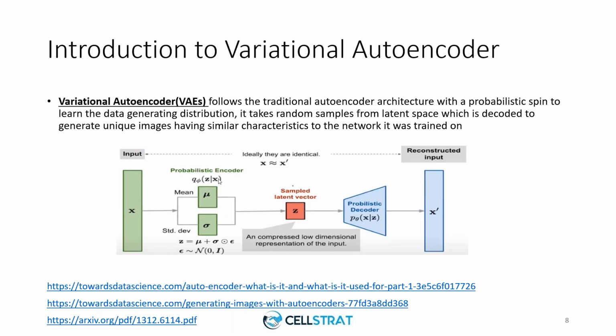The other point is that these are continuous. Once we talk about a probability distribution, this will be a continuous value, unlike autoencoders, which are discrete. So that is one of the differences as well, which we will discuss.